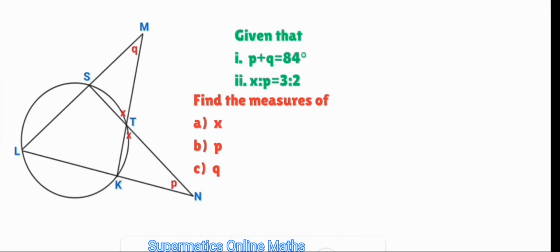Well, we're solving this for X, P, and Q, given the information that P plus Q is 84 degrees and the ratio of the angle X to angle P is 3:2. Join me, make sure you watch to the end as I bring you the solution.